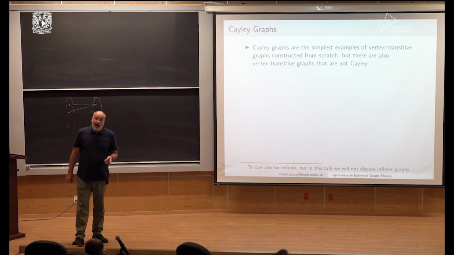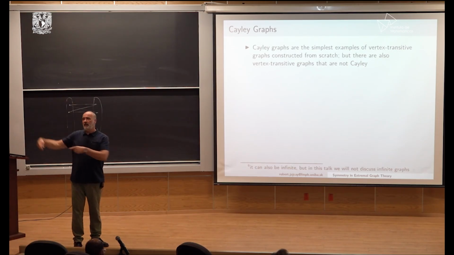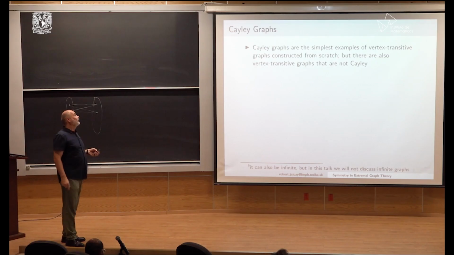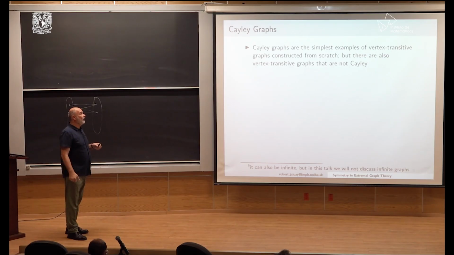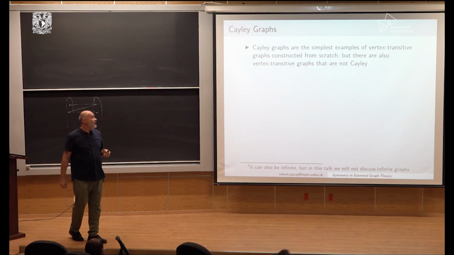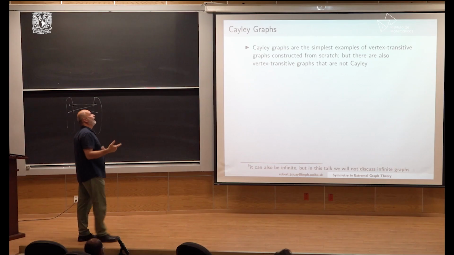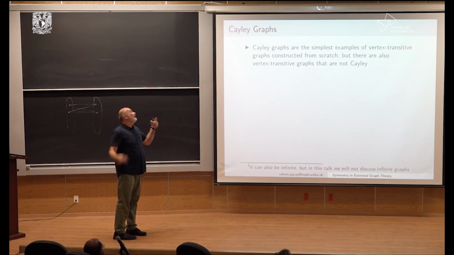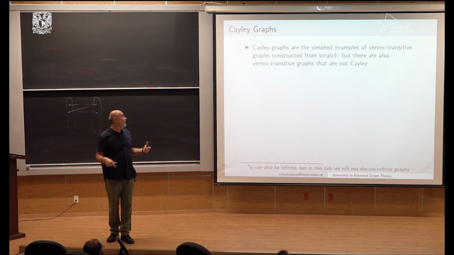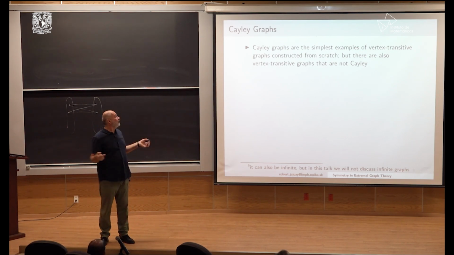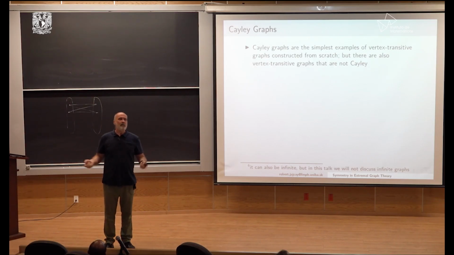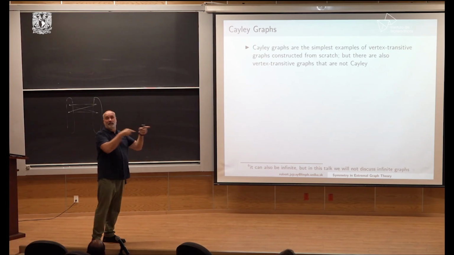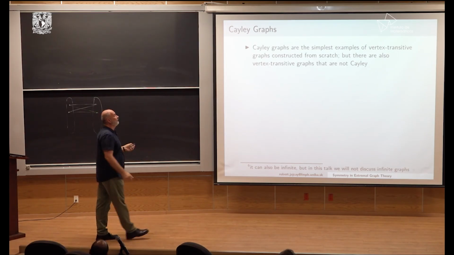I already stated in my previous lectures that I almost never give a talk which doesn't have Cayley graphs. So here's another justification for why I want to use Cayley graphs. In some sense, they are the simplest examples of vertex transitive graphs constructed from scratch. What do I mean by constructed from scratch? There are many known families of graphs that are vertex transitive, but they sort of happen to be vertex transitive. This is constructed with the goal of being vertex transitive.